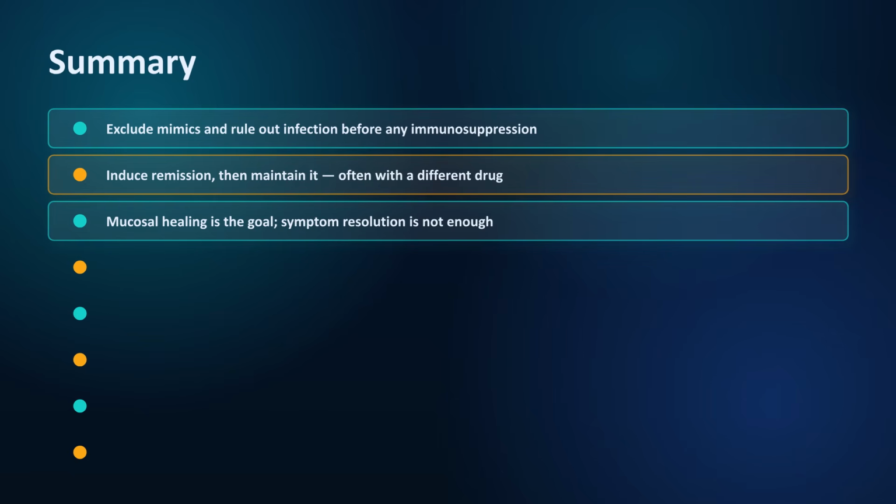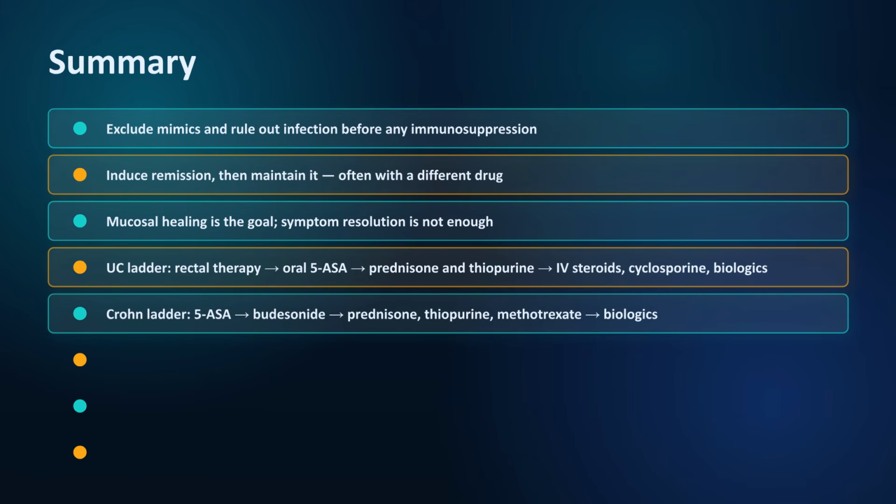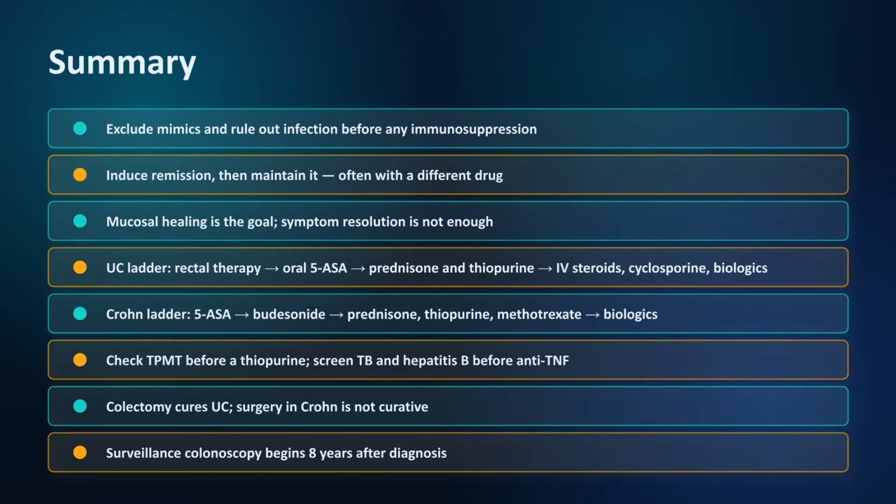The ulcerative colitis ladder runs rectal therapy, oral 5-ASA, prednisone and a thiopurine, then intravenous steroids, cyclosporine and biologics. The Crohn ladder runs 5-ASA, budesonide, prednisone, thiopurine, and methotrexate, then biologics. Check TPMT before a thiopurine, screen before anti-tumor necrosis factor, and start surveillance at 8 years. And consider an early biologic in severe disease rather than climbing the whole ladder.